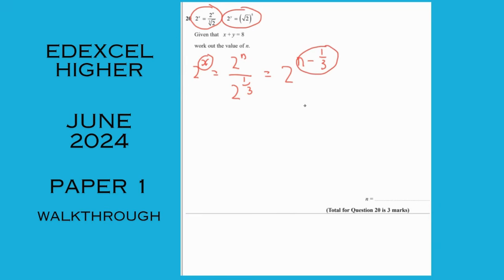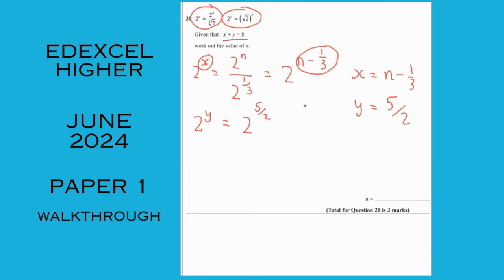Let's move on to the second part. 2 to the y. Square root is power of a half, and we've got power to a power. That's the power rule. We multiply a half by the 5. We get 5 over 2. So not only do we know that x is n minus a third, we also know that y is 5 over 2. And we're told this important relationship.